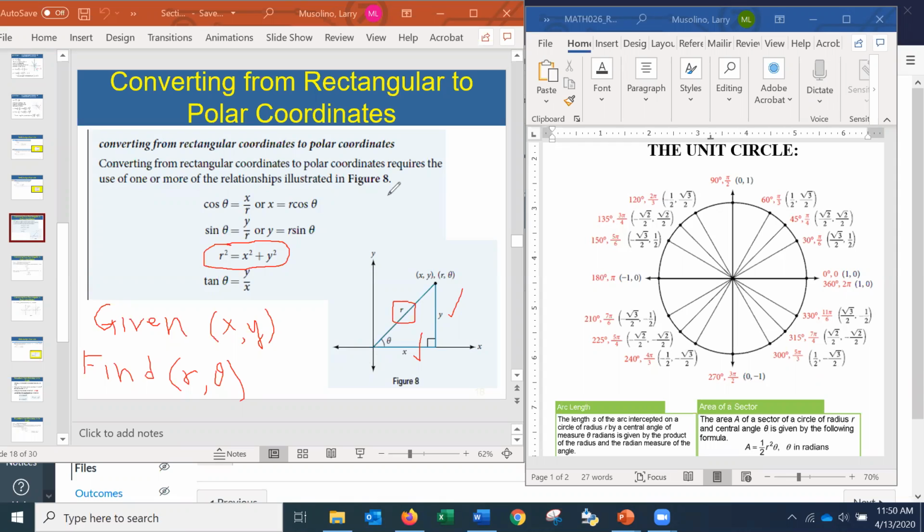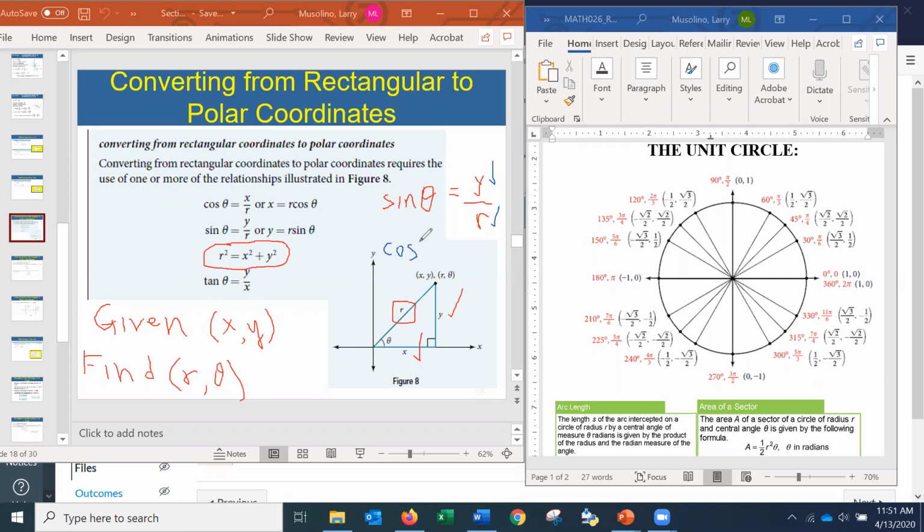Well, I know that sine theta is y over r. Remember, opposite over hypotenuse. But now I know the y value because that was given in the problem. I just calculated the r value using the Pythagorean theorem, so I could figure out the angle theta because I know both y and r. I could use cosine theta if I wanted to.